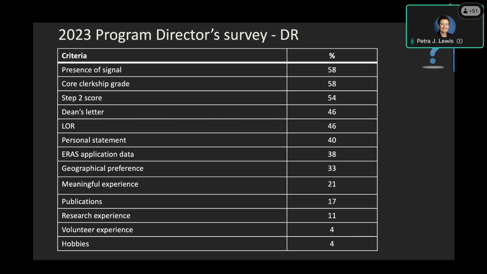Now, here are the results of a survey from 2023 for DR. I don't have one for IR; the number of respondents was not enough. The attendees were asked to pick the top 5 factors that they felt contributed to them interviewing a candidate. That's why there are overlapping percentages here. The number 1 was that you had signaled that program. Remember that. We're going to come back to that. Number 2, your core clerkship grades, and number 3, your Step 2 score. And then look down here at all the other things and how meaningful or meaningless they were. Some things like your hobbies, volunteer experience, and research experience were not ranked very highly here.